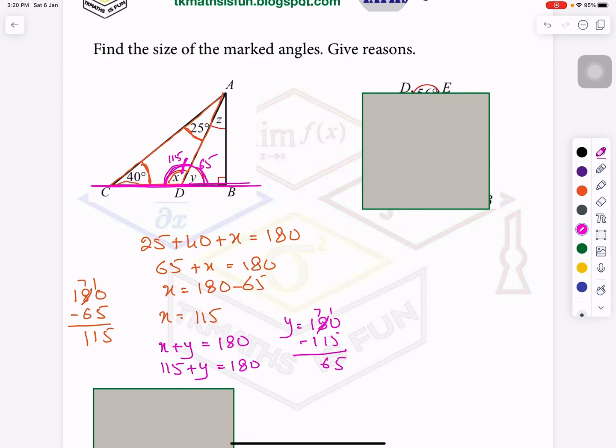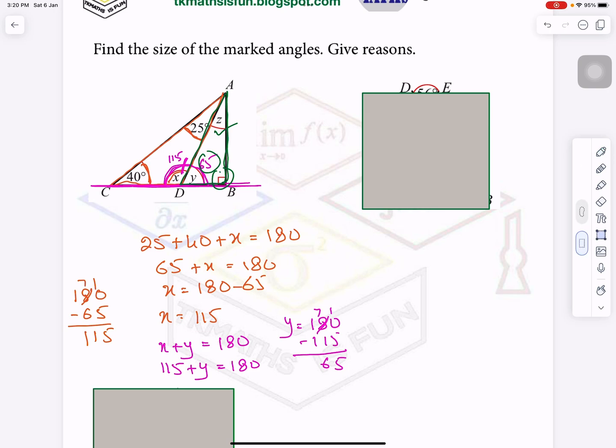Now z is very easy to calculate. Again I will apply the property, sum of the angles in a triangle. One angle is 90, one is 65. Add them up, subtract from 180, you will get z, right?